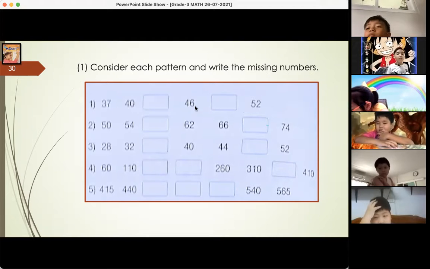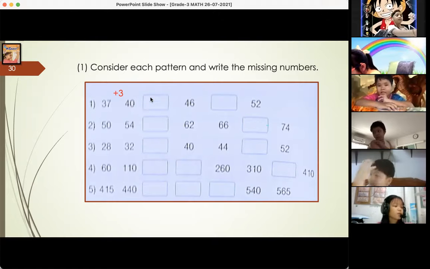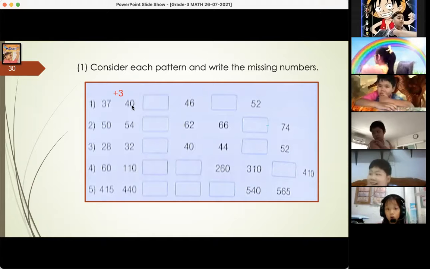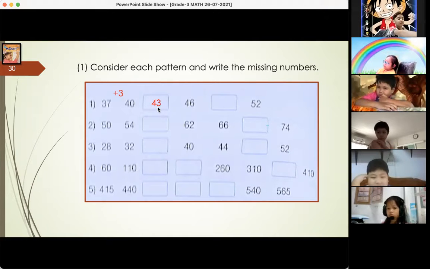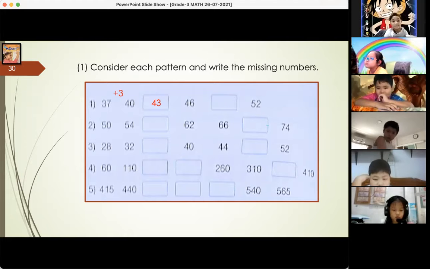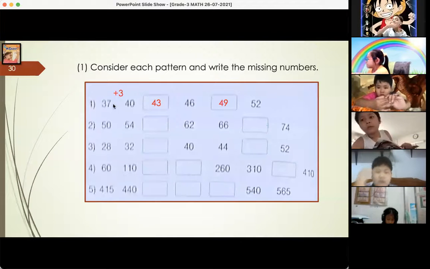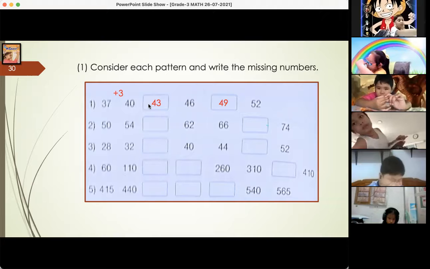Counting up by 3, no? So you will add 3. So 37, add 3, we can get 40. Yes. So what is the missing number here? Achi. 43. Very good. So we add 3 to get 43, and then we add another 3, we can have 46. And then what is the next number here? If we add 3 to 46, we get 49. Very good, 49. So the relationship of this pattern is counting up by 3.